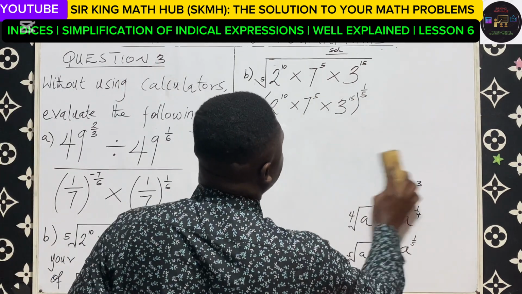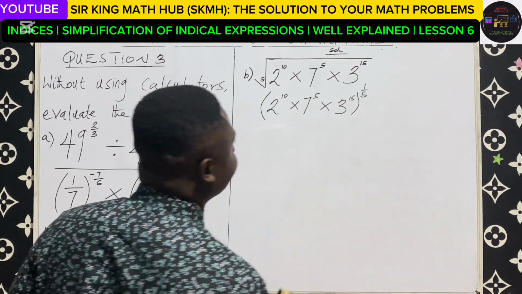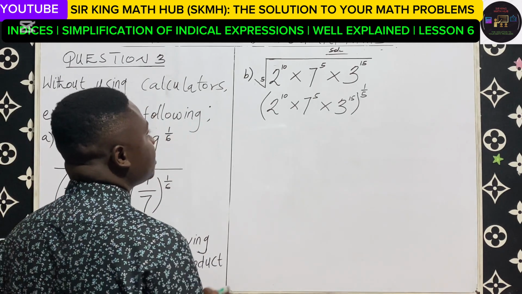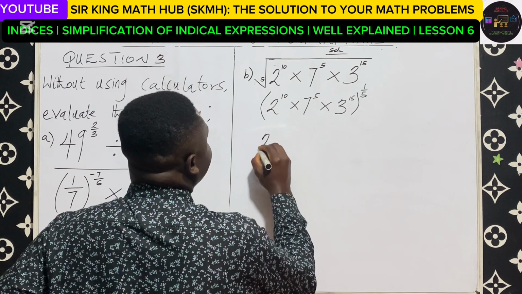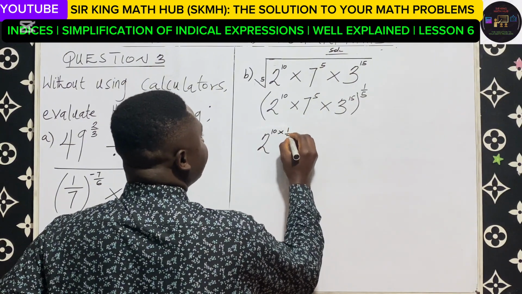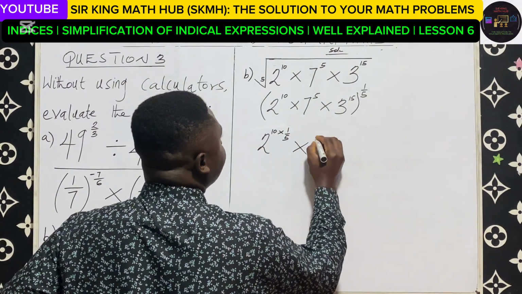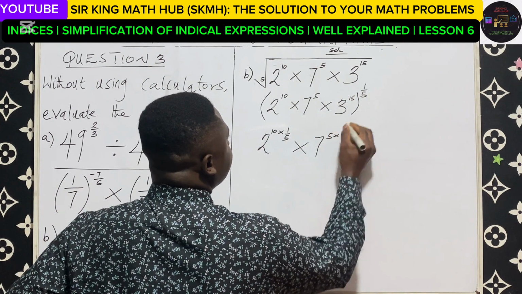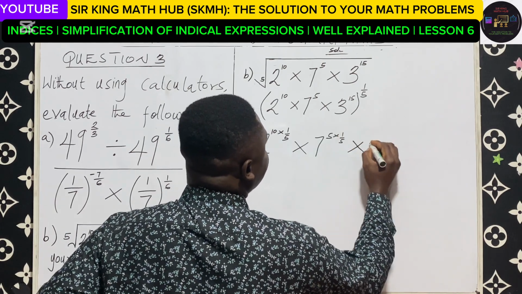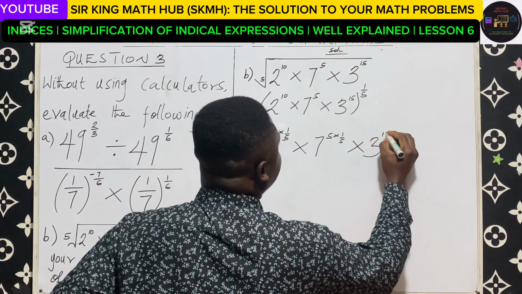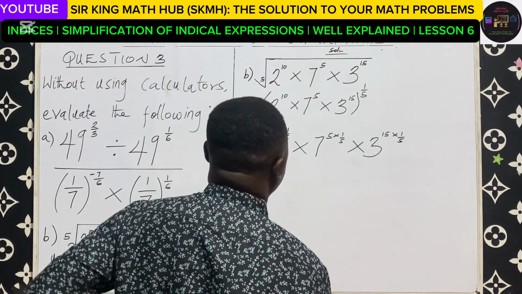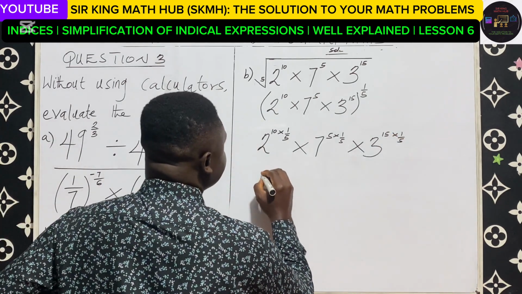Now what is the next step? The next step is that we are going to use the index to expand. So how do we do that? We have the first number 2 exponent 10 multiplying this index 1/5. Then the second number 7 exponent 5 multiplying the same index, and then lastly the third number 3 exponent 15 multiplying 1/5. So let me repeat this.